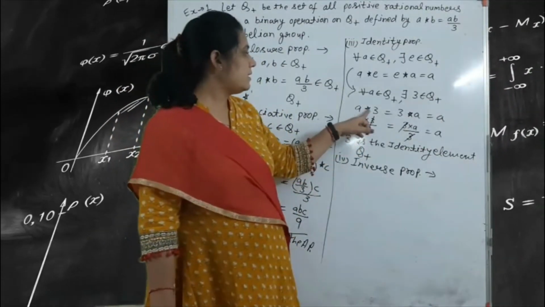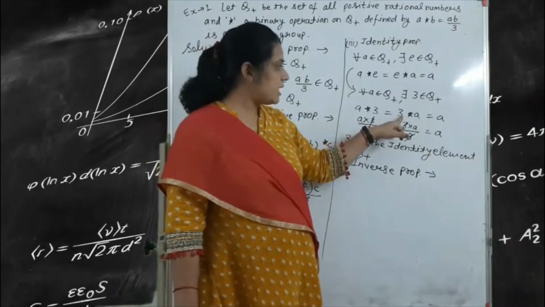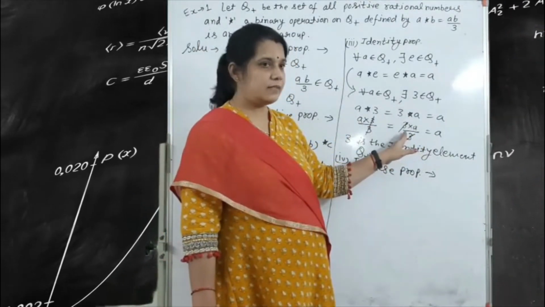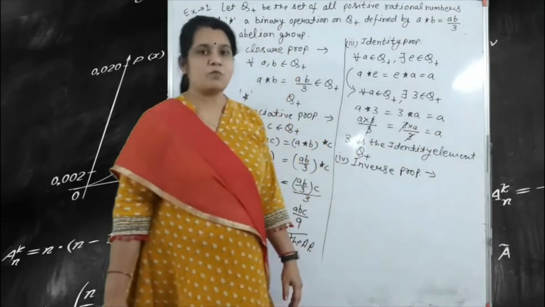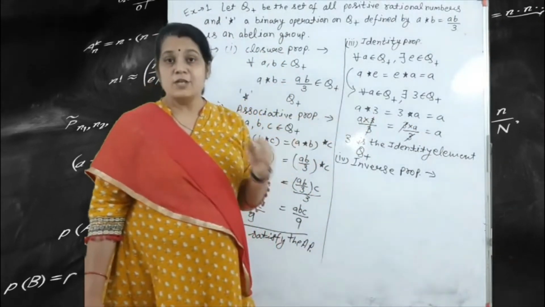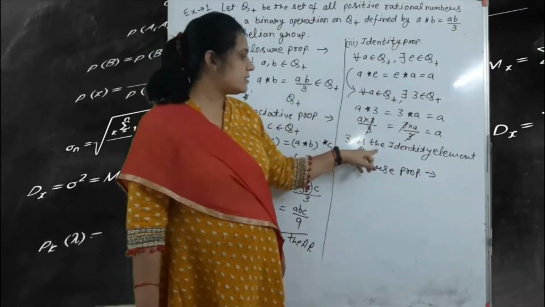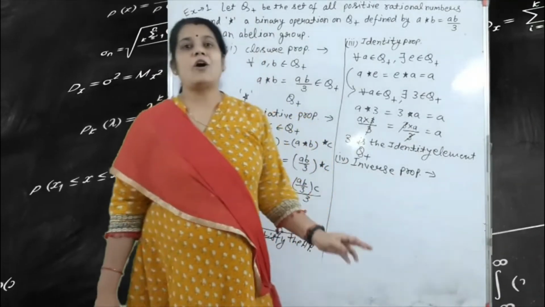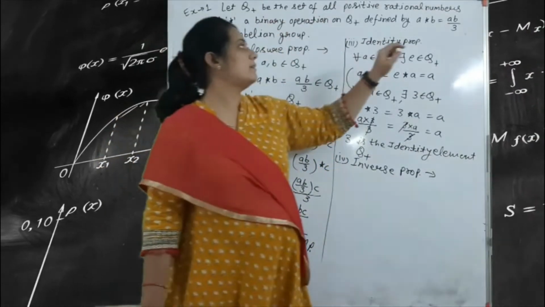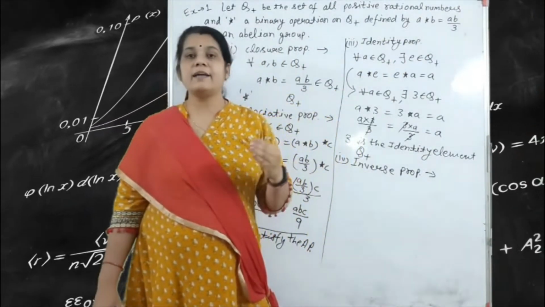So A into 3 by 3, that means we get A, or you write here 3 into A by 3, so we cancel out 3 by 3, and we get A. That means we operate here the identity element 3, and we get the element itself, A. That means 3 is the identity element of our set Q plus defined by A star B is equal to AB by 3.